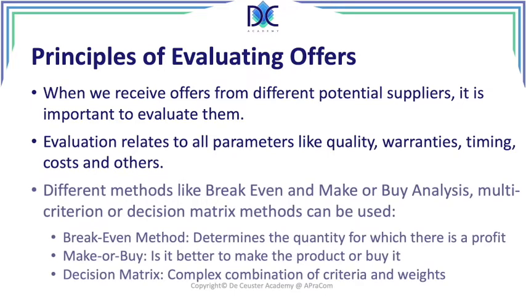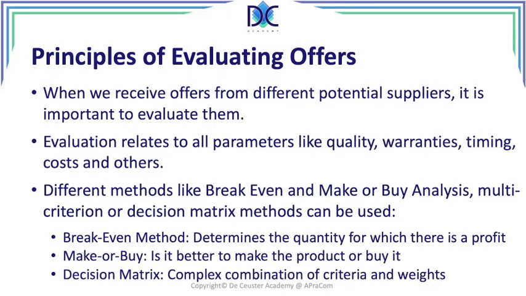Now, different methods can be used. We have the break-even method, we have the make or buy method, and we have, for example, a decision matrix that we can use. Now, the break-even method is looking at the point from which it is profitable to build some elements. The make or buy method is to evaluate if we should buy the product or we should make it ourselves. So also very important to see.